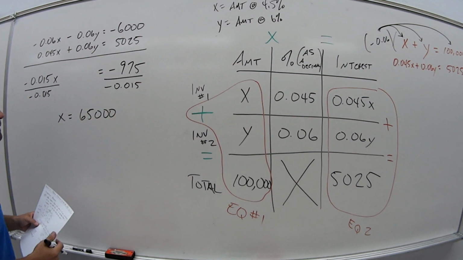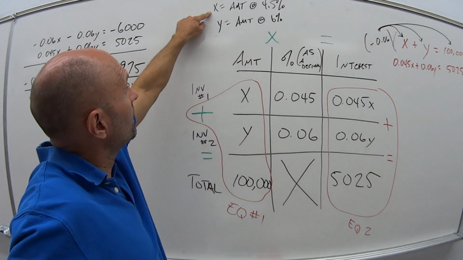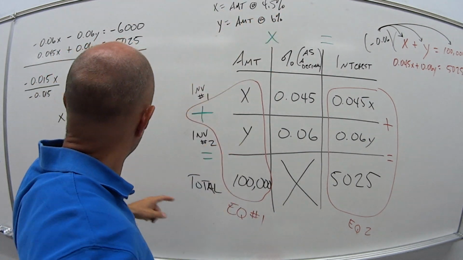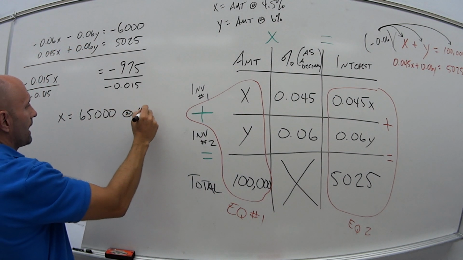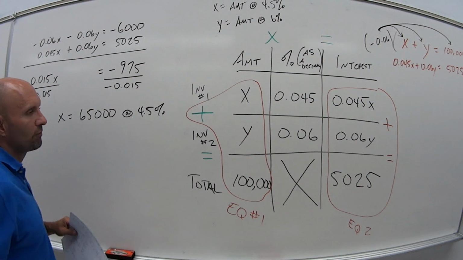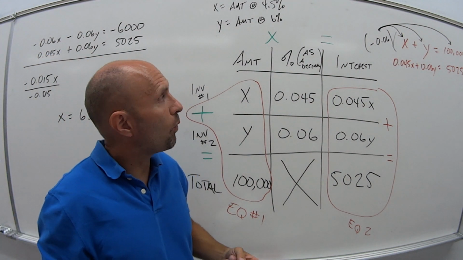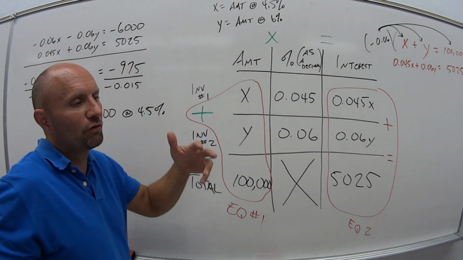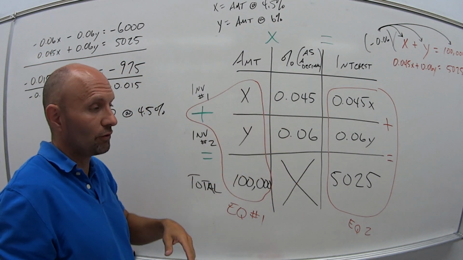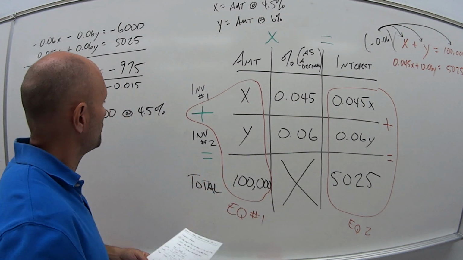65,000. So that's what? And why did I define my variables? Well, x is the amount at 4.5%. So that means I invested 65,000 at 4.5%. I still have to figure out why, because I needed what? How much was invested at each amount. It didn't say how much was invested at 4.5%, or it didn't say how much was invested at 6%. It said how much was invested at each amount.